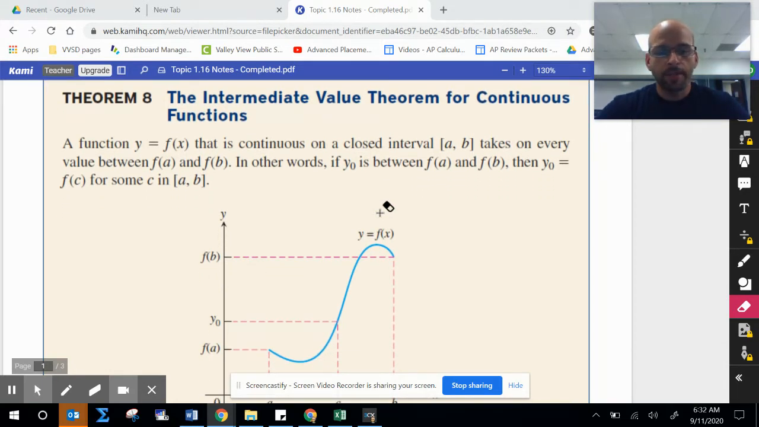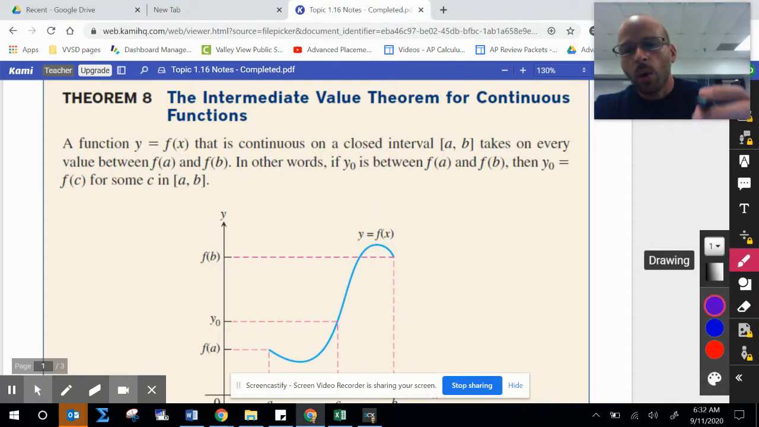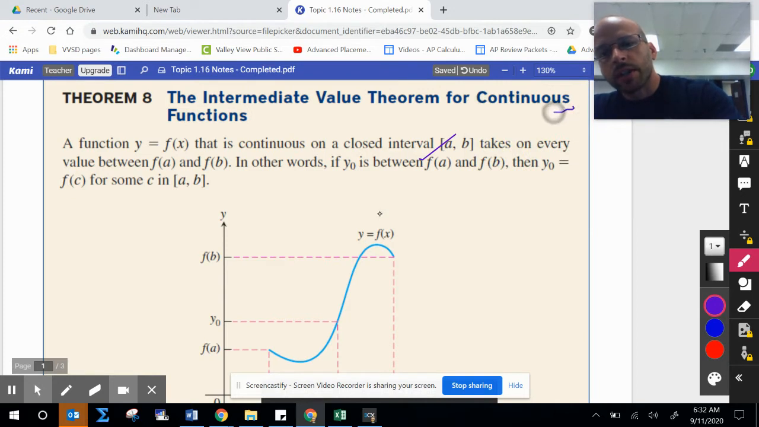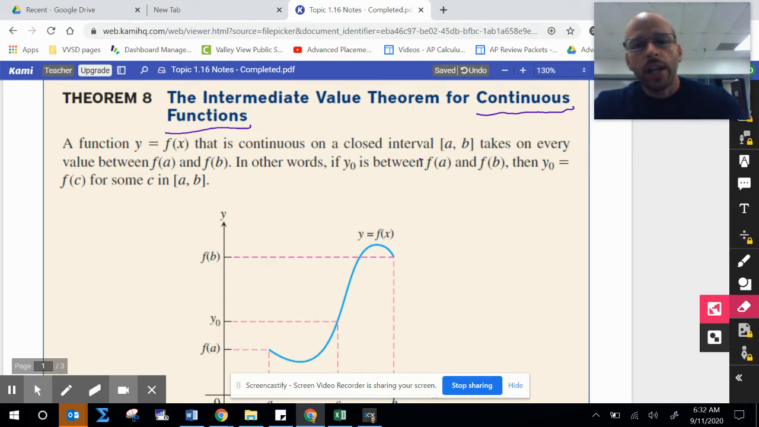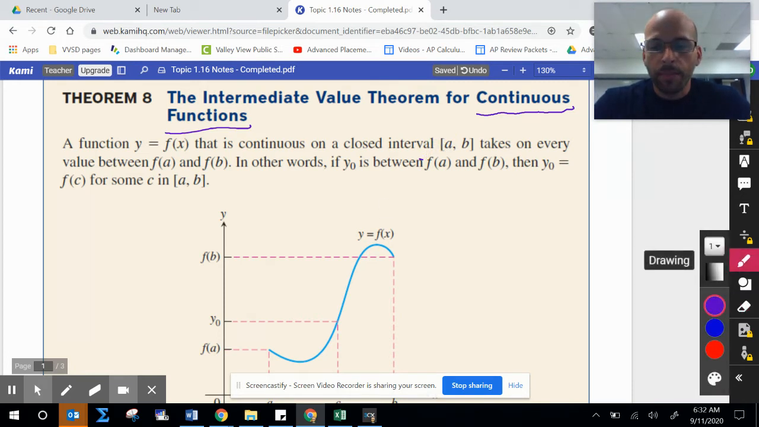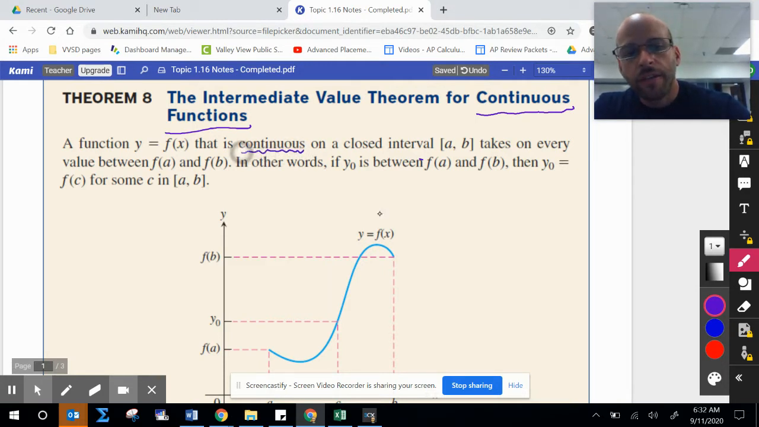And more importantly, intermediate value theorem only applies for continuous functions. It only applies for continuous functions. So if you're ever going to use this theorem, I can't emphasize this enough, you must state first the hypothesis that the function is continuous. This theorem has certain conditions. You have to state that the function is continuous before you go any further, okay?